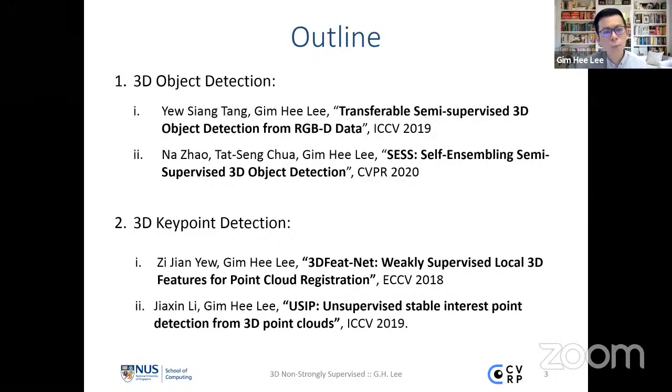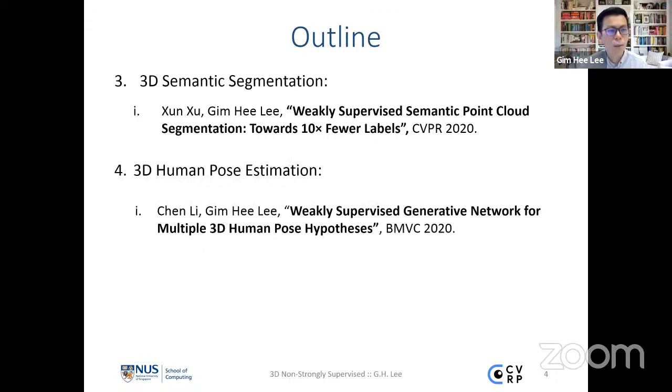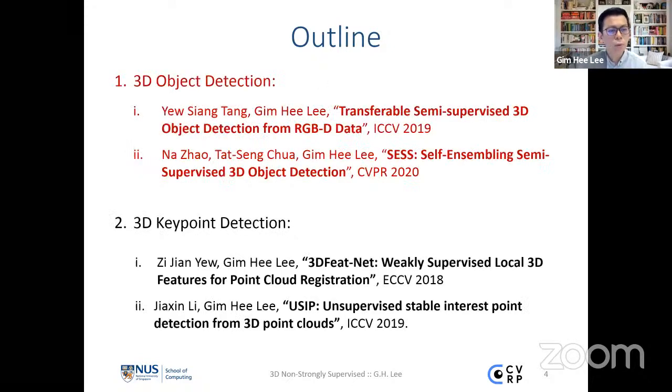So today, I'm going to talk about some of the 3D computer vision tasks on which we try to apply non-strongly supervised learning. I'll briefly talk about our work on 3D object detection, 3D keypoint detection, as well as 3D semantic segmentation and 3D human pose estimation. I'll first talk about 3D object detection, which is published in our previous two works in ICCV 19 and CVPR 20.